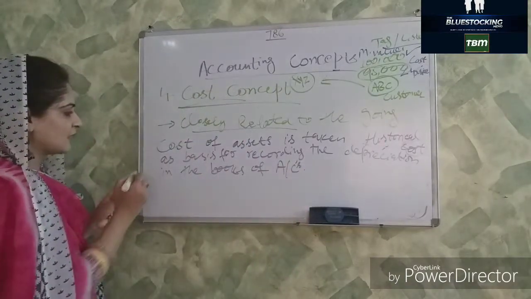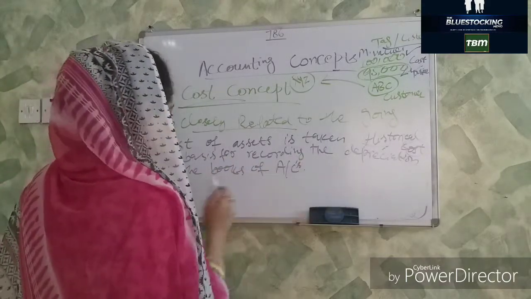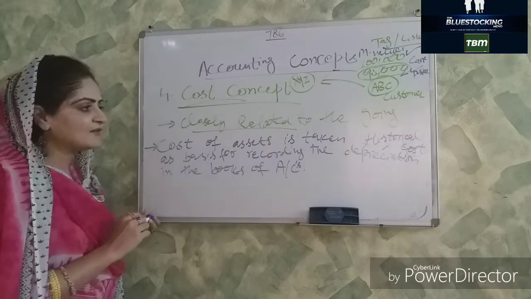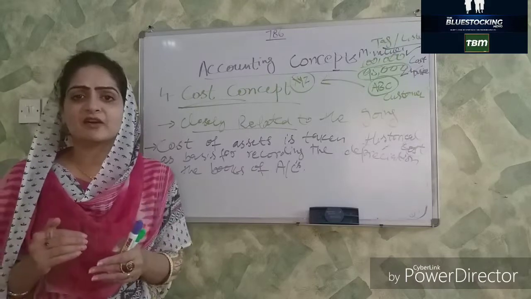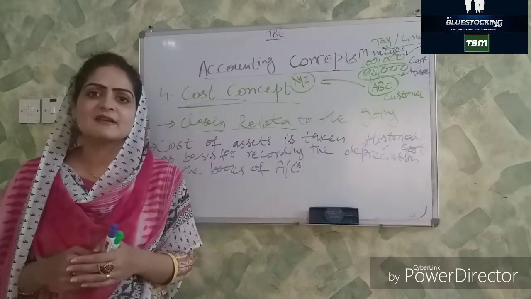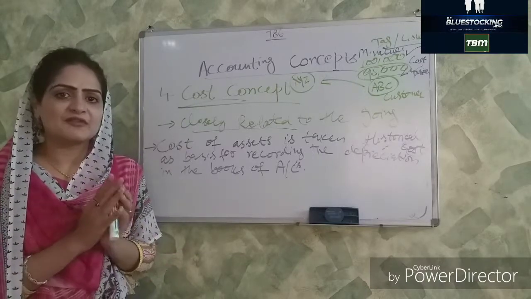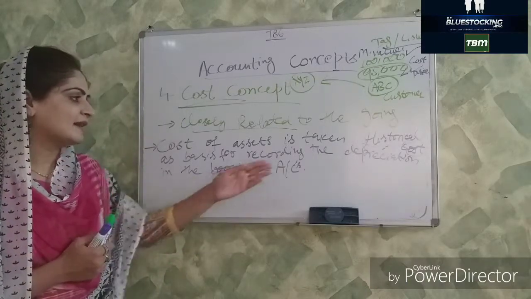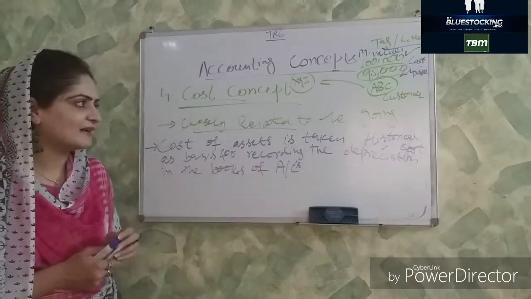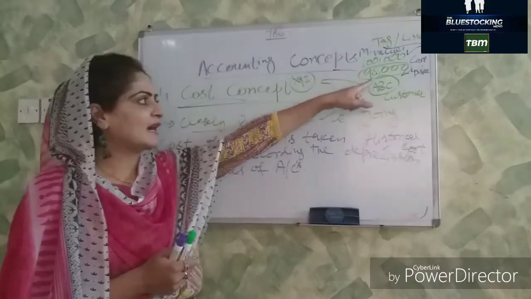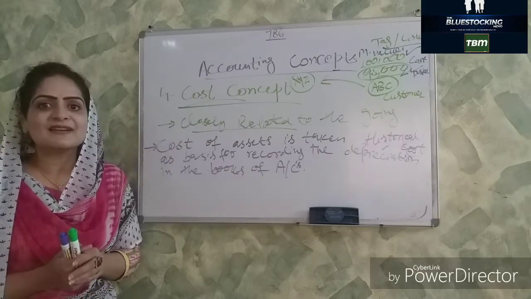So the cost of something is taken as a basis for recording of depreciation in the books of accounts. As you know, what's depreciation? Depreciation is basically the wear and tear value of some asset due to its continuous usage. When it gets old, that's the wear and tear value. Like if you buy this furniture for 95,000 rupees today, what will its price be after 1 year, let's say.